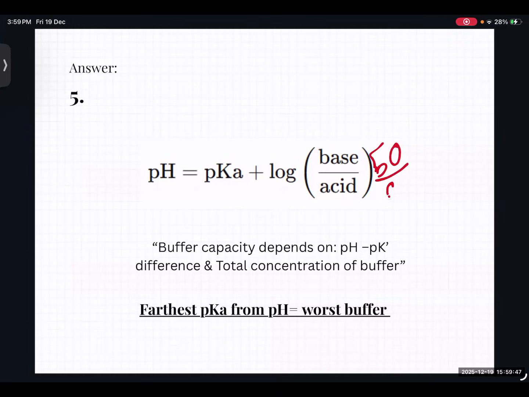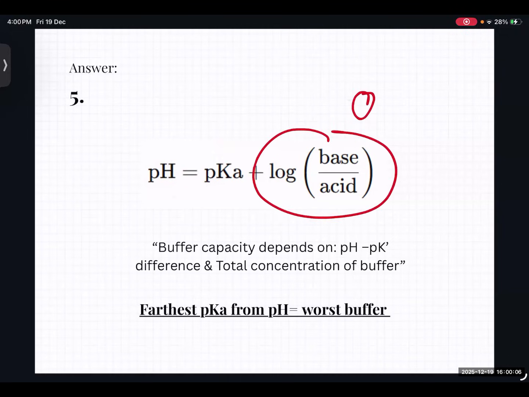Let's say we have 50 up and 50 down, right? And that tells us it's log of 1. What is a log of 1? It is 0. And in that case, where we have equal bases to equal acids, our pKa and pH are going to be equal, because all of this is going to be 0 when bases and acids are equivalent. I hope that is established.